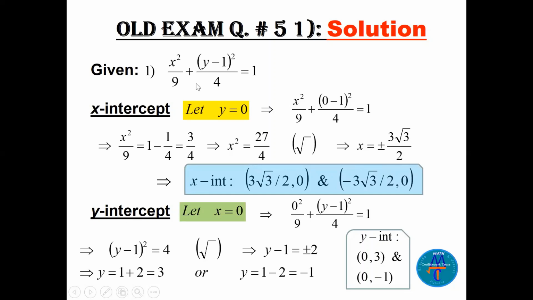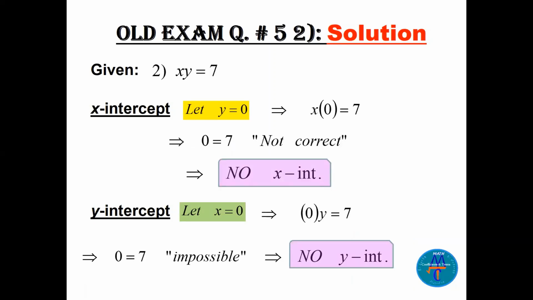Now the y-intercept, put x equals 0. So all this will disappear, 0 over 9. So y minus 1 squared is equal to 4. Take the square root, this is a power equation. y minus 1 is equal to plus or minus 2. So the y-intercepts will be (0, 3) and (0, minus 1). Easy, easy, easy.